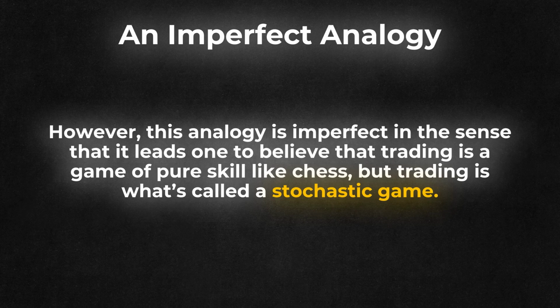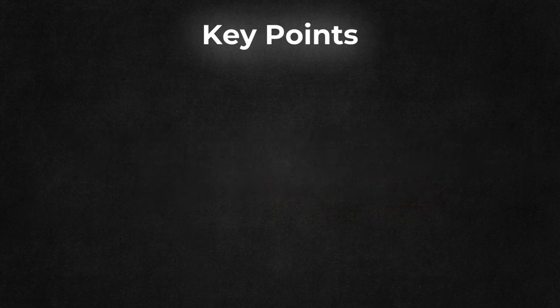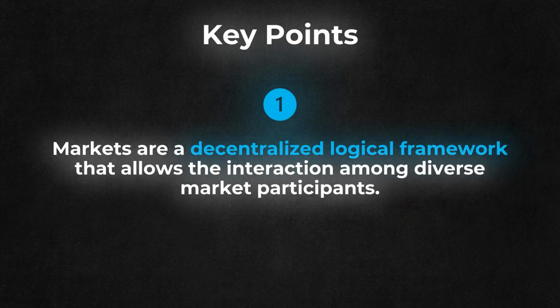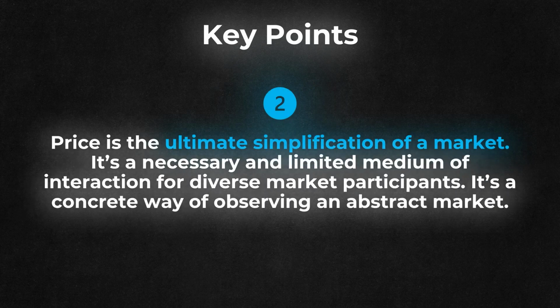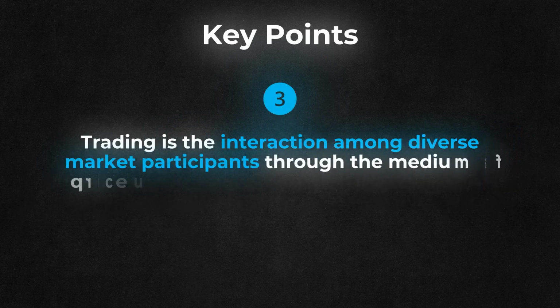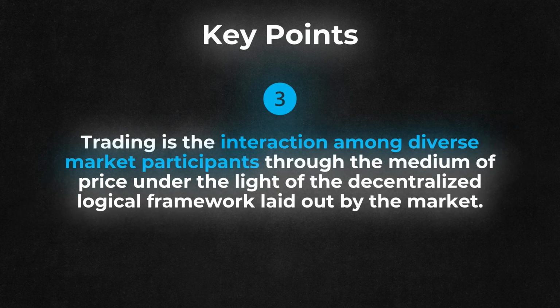Let's now finish this part about markets, price, and trading by summarizing the key points. Markets are a decentralized logical framework that allows the interaction among diverse market participants. Price is the ultimate simplification of a market. It's a necessary and limited medium of interaction for diverse market participants. It's a concrete way of observing an abstract market. Trading is the interaction among diverse market participants through the medium of price under the light of the decentralized logical framework laid out by the market.